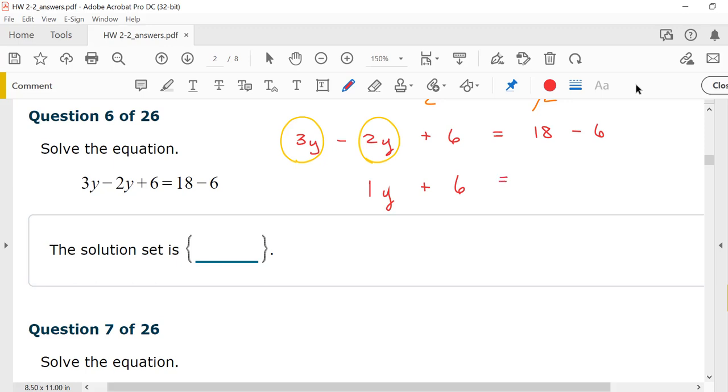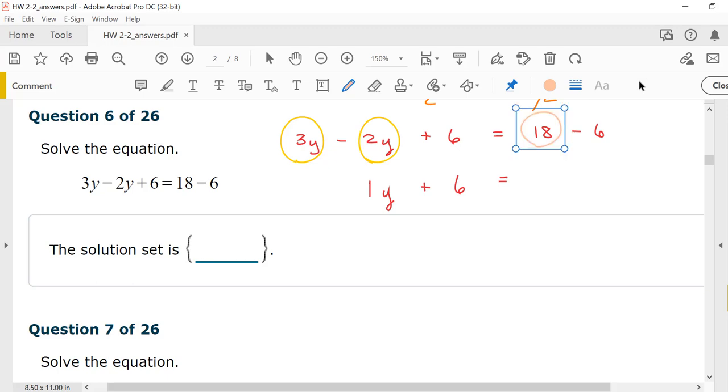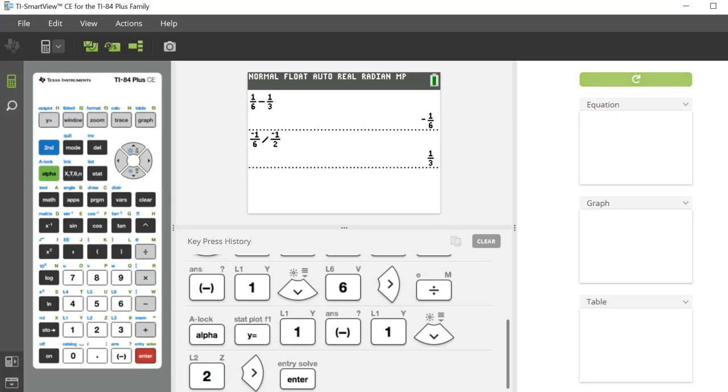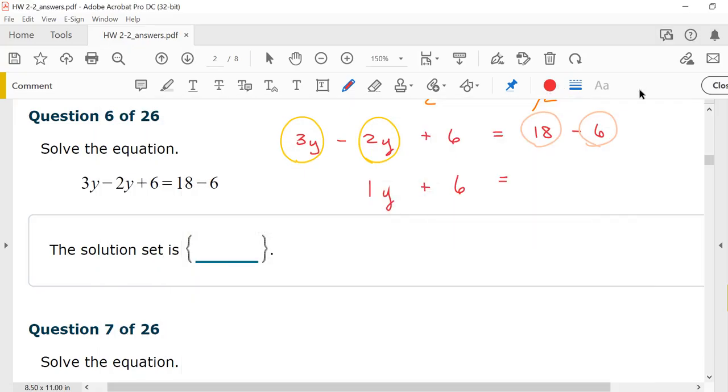Plus 6 equals. Okay, what is 18 minus 6? Those are like terms as well. 18 minus 6 is 12. Okay, I now have 1y plus 6 equals 12. Do I really need to put the 1 in front? And the answer is no, because 1y is the same as 1 times y, which is the same as just y. All right, I have y plus 6 equals 12.